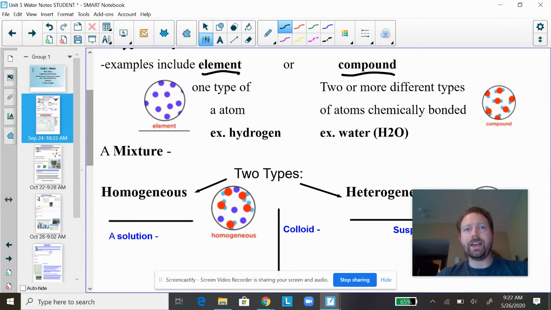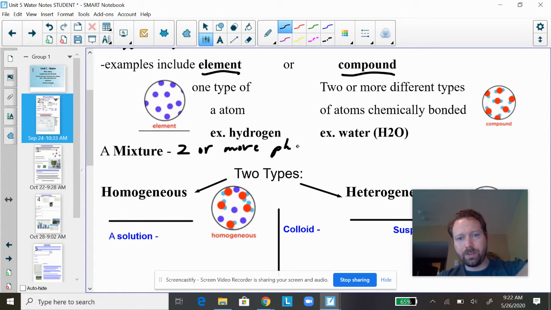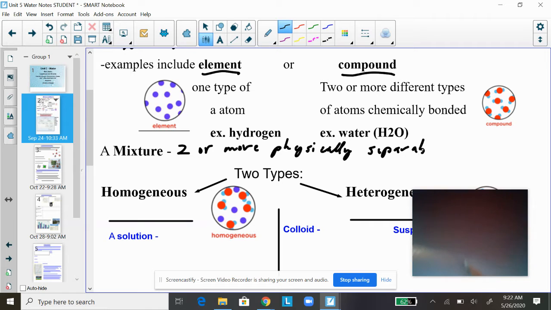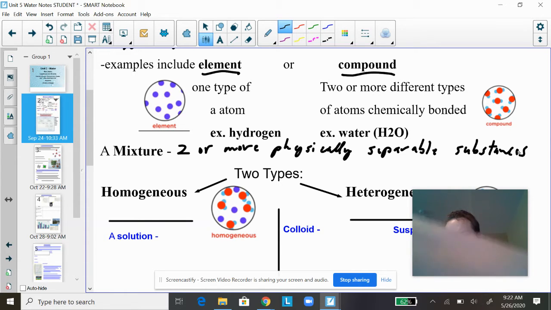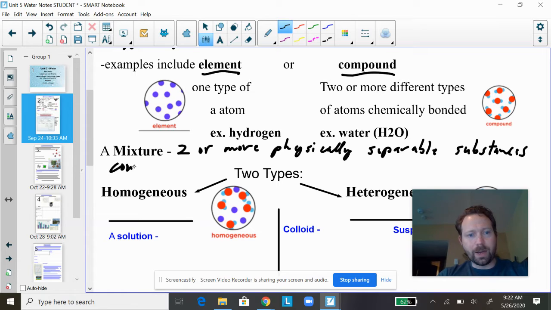A mixture, on the other hand, is something slightly different. So a mixture is two or more physically separable components combined in one space. So it's two or more physically separable substances combined in one space.